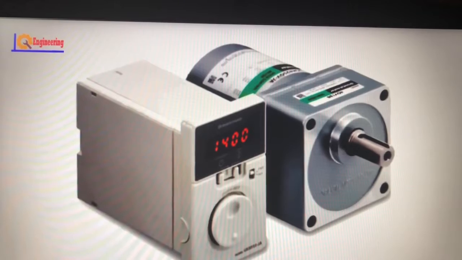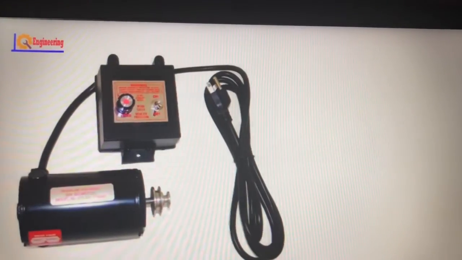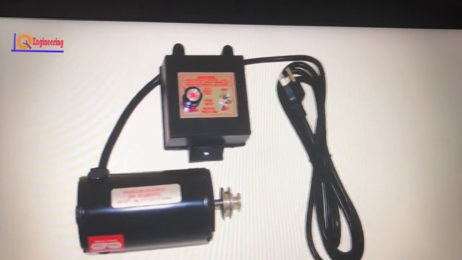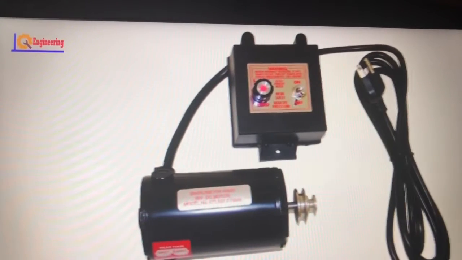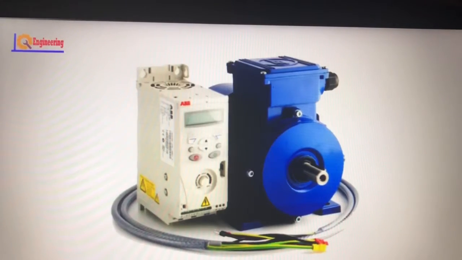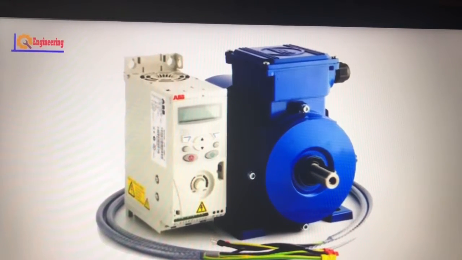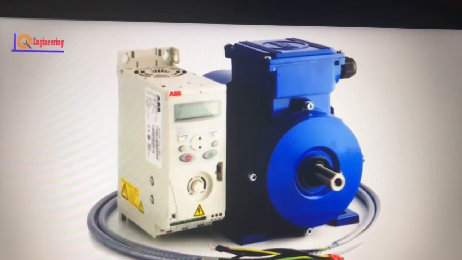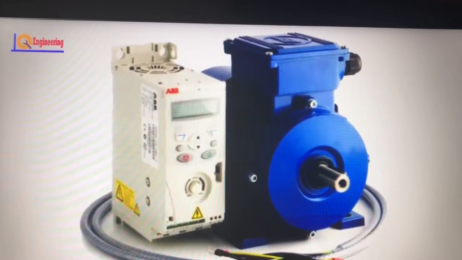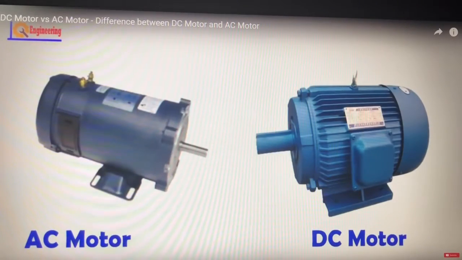The final basic difference is speed control. The speed of a DC motor is controlled by varying the armature winding current, while the AC motor is controlled by varying the frequency, which is commonly done with an adjustable frequency drive control. And then, all DC motors are single phase, but AC motors can be single phase or three phase.